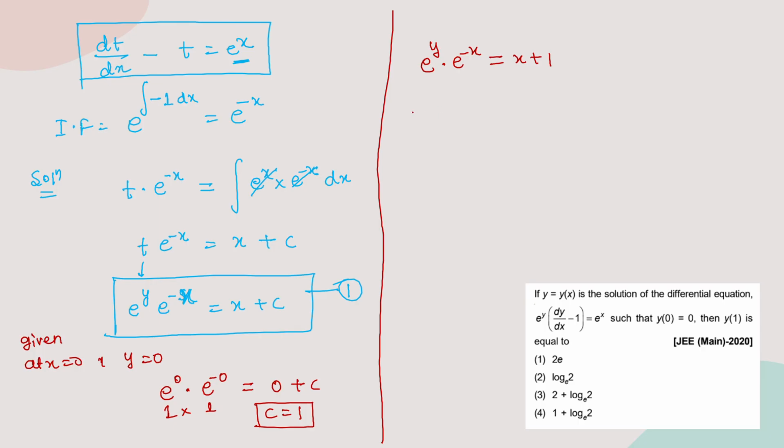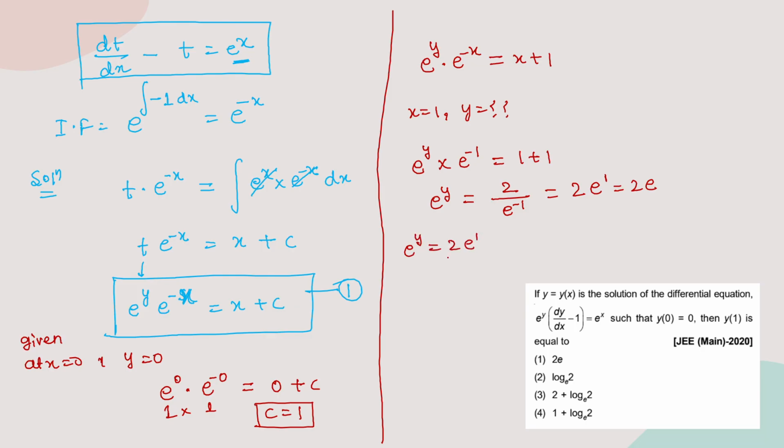Now the question is asking what is the value of y at x is equal to 1. So e to the power y we have to find out. E to the power minus 1 is equal to 1 plus 1. So it will become e to the power y is equal to 2 upon e to the power minus 1, which can be written as 2 into e to the power 1, or we can say simply 2e. Okay, is it fine? So e to the power y is equal to 2 into e to the power 1.